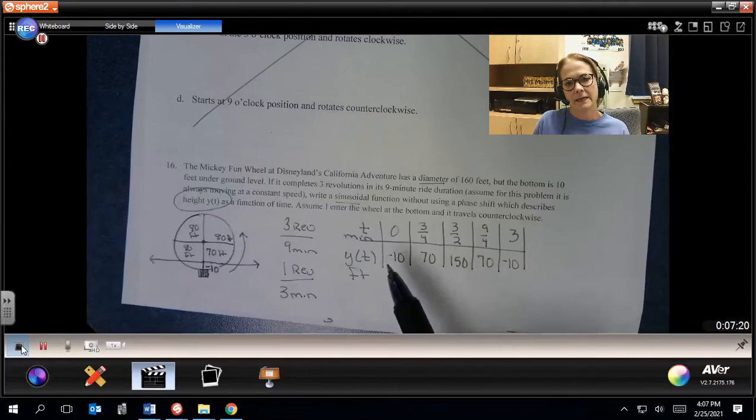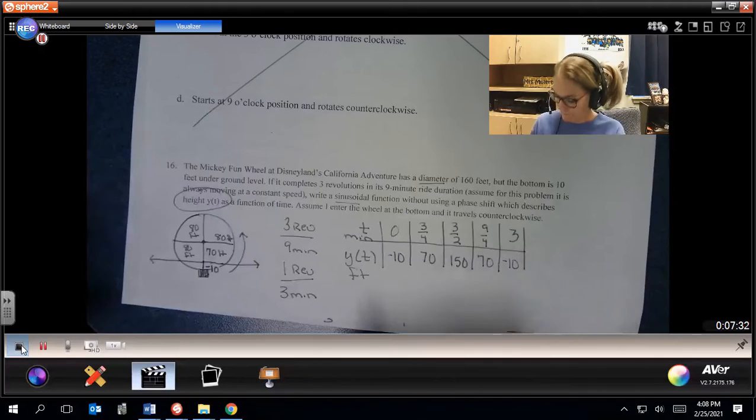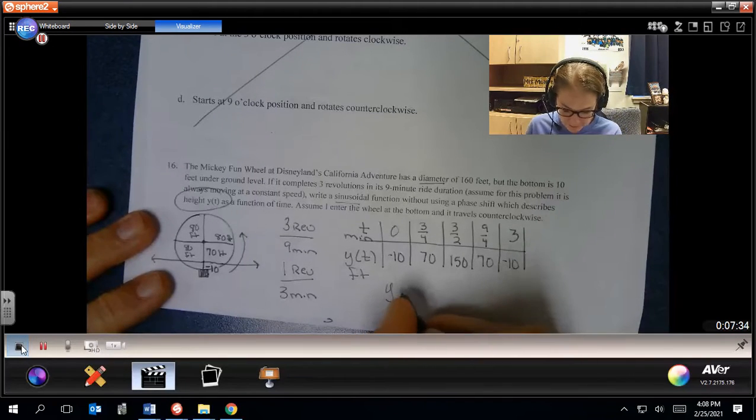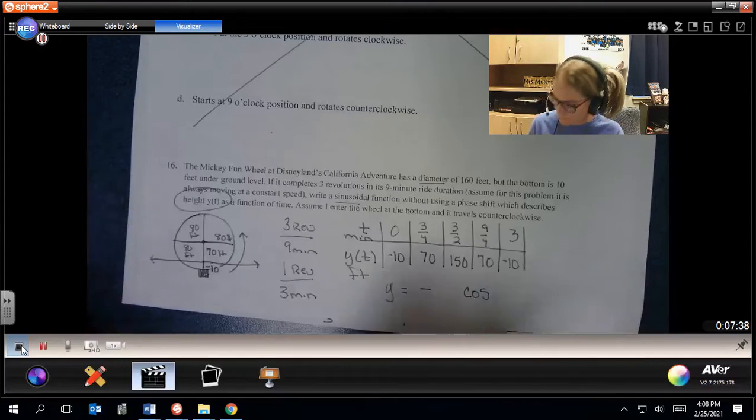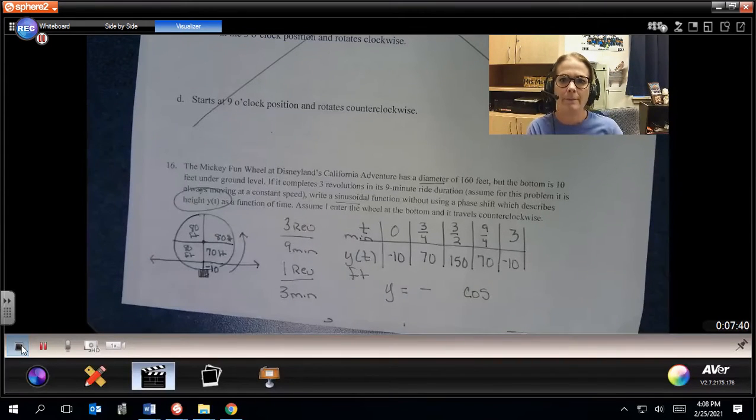So it looks like your midline here is 70. So this is low, midline, high, midline, low. That is negative cosine. So y equals negative cosine. Okay, that's our sinusoidal parent.